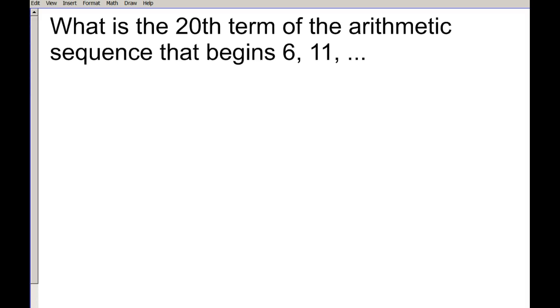So a lot of this is plugging in. What's the 20th term? Now, if you wanted to, you could go 6, 11, and keep that pattern going, counting on your fingers until you get to the 20th term, but it's easy to make a mistake. Since this is arithmetic, let's use the formula. a sub n equals a sub 1 plus n minus 1 times d.